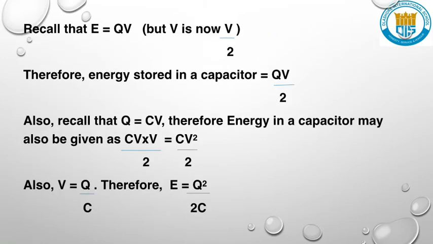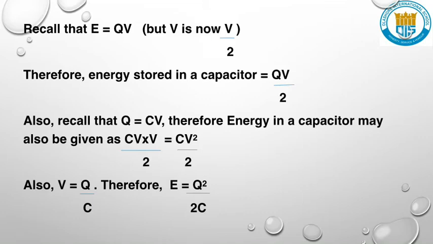Now, you'll recall that under our lesson on electrical energy and power, we said E equals QV. But now, our V is not just V anymore. It is rather V over 2. Therefore, the energy stored in a capacitor is QV over 2. That's the first formula for energy stored in a capacitor that you should take note of. The next one, recall also that Q equals CV.